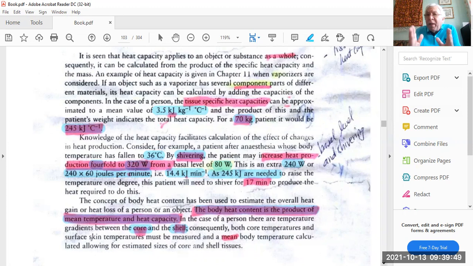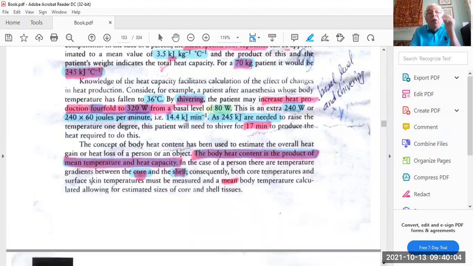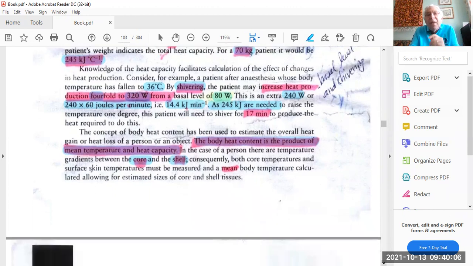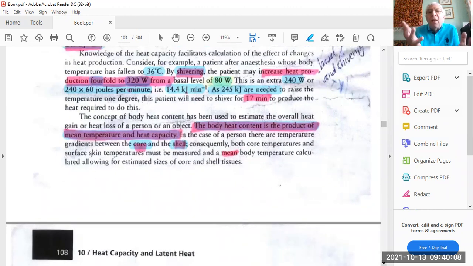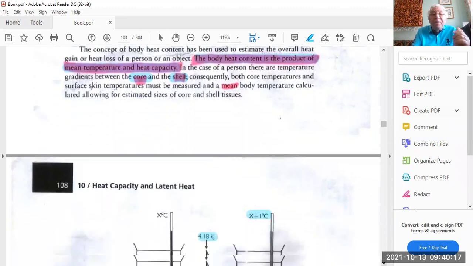Simply speaking, knowing the specific heat of the human being and knowing the amount by which the patient's temperature has decreased, we can figure out the time it would take for the temperature of the human being to increase. The total body heat content equals the product of the mean temperature of the patient times the heat capacity.